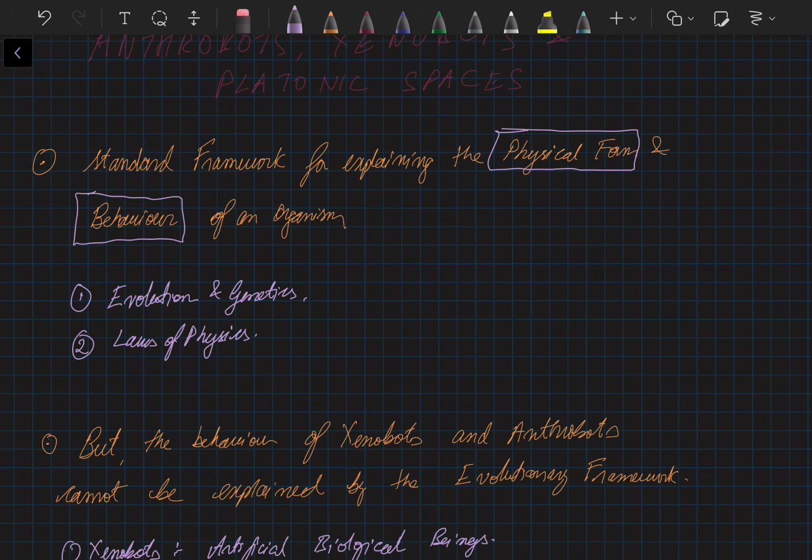Okay, so now, along with evolution, the other factor that influences the form and structure of an organism is the fundamental laws of physics. Physics establishes the basic rules of the game for what biological matter can do, both at the microscopic as well as the macroscopic levels.